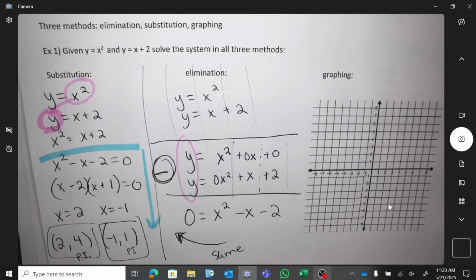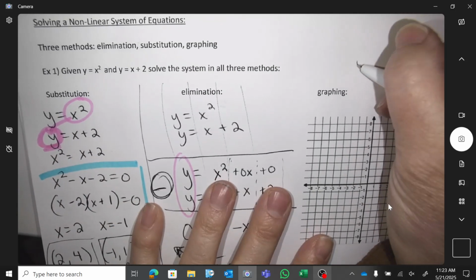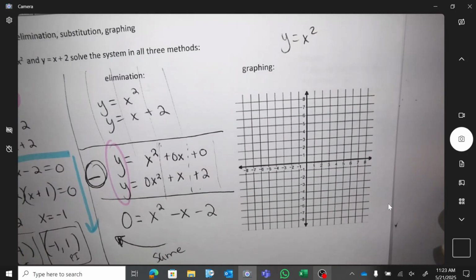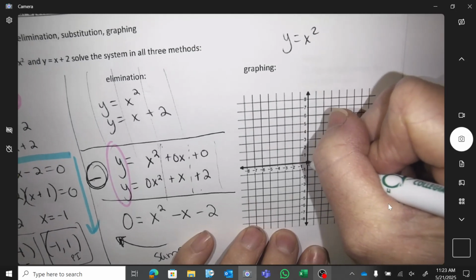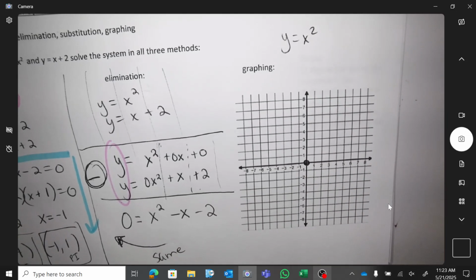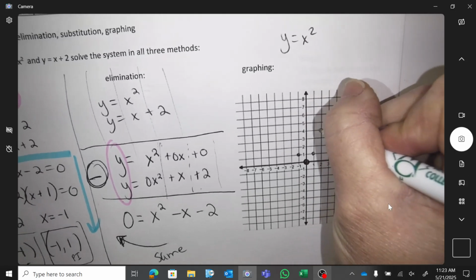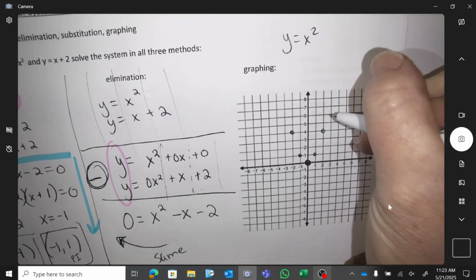Okay, graphing. My first thing was x squared. So what do I know about it? There's no extra things going on, so it's going to start at 0, 0. There's no extra numbers, so I move normal. What's normal? 1, 1. 2, 4. 3, 9.